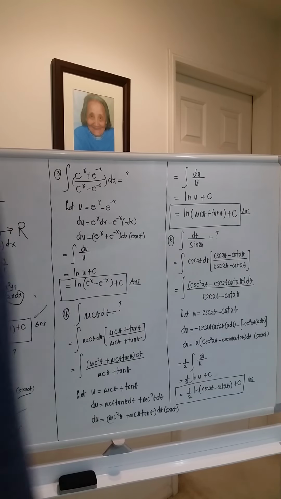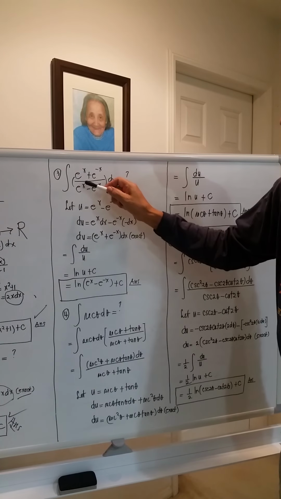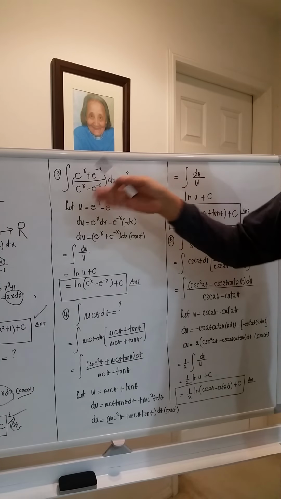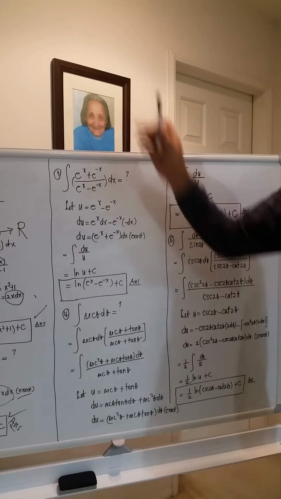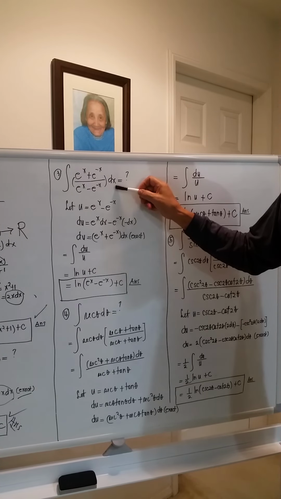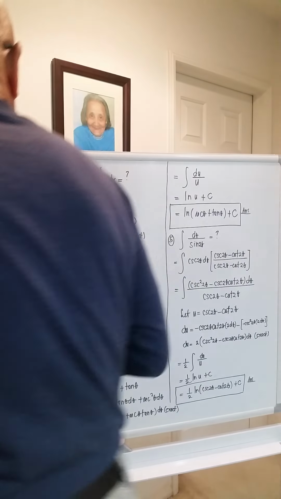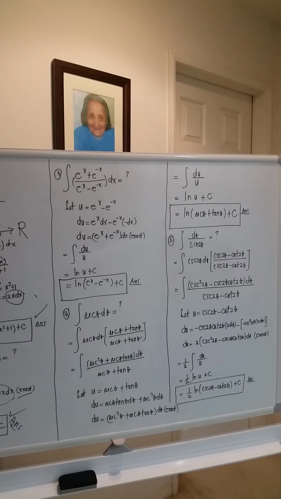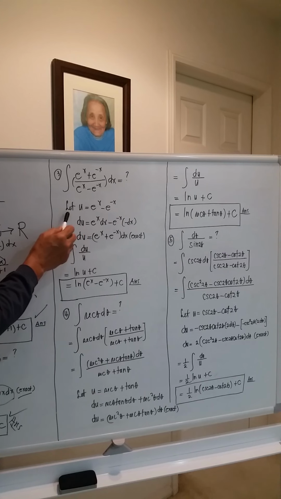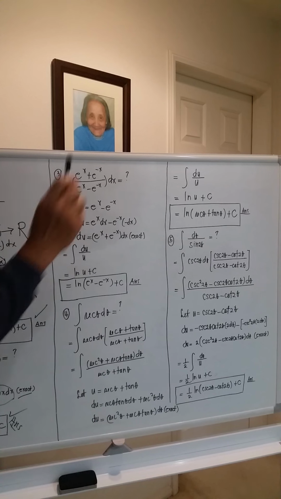Okay, let's proceed with problem number 3. Problem number 3, the integral is exponential, but the solution falls under the natural logarithm. e to the x plus e to the minus x all over e to the x minus e to the minus x times differential x. If this falls under the natural logarithm, the value of u should be the one on the denominator. So we will let u equal e to the x minus e to the minus x. Take the differential of both sides.